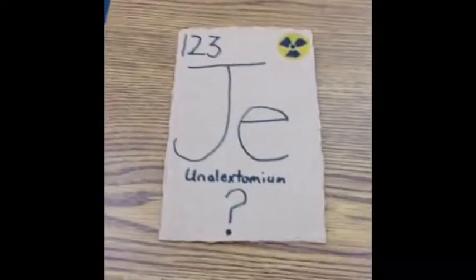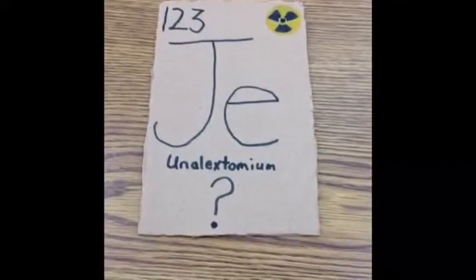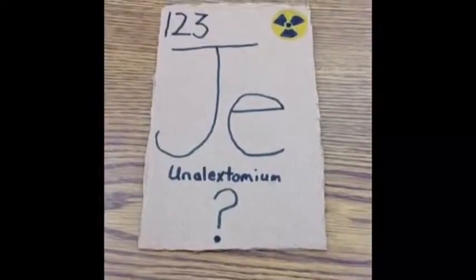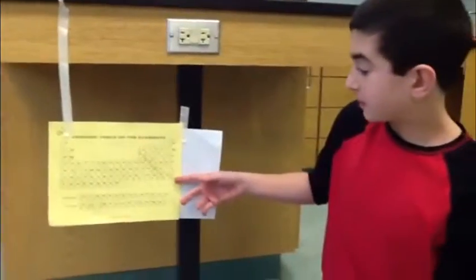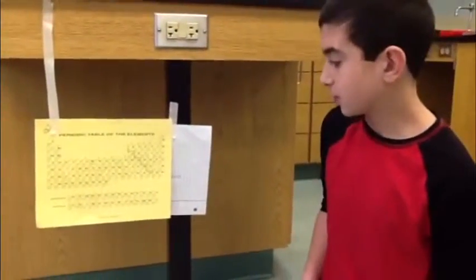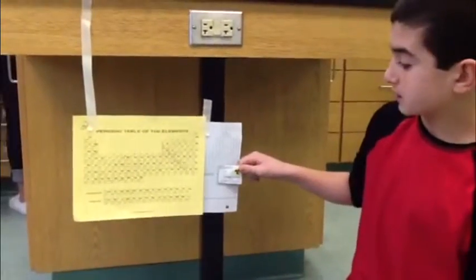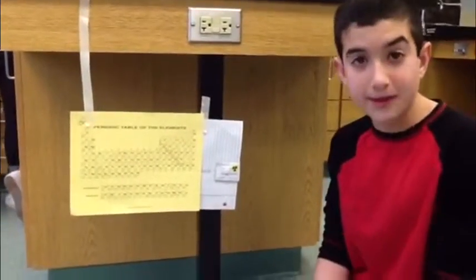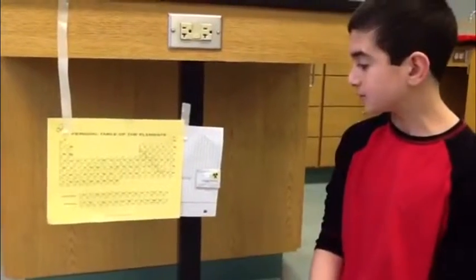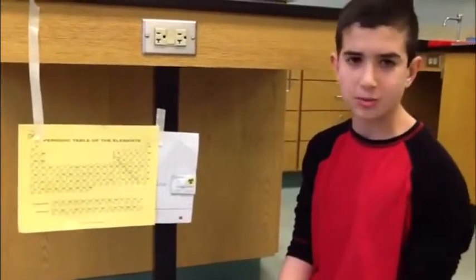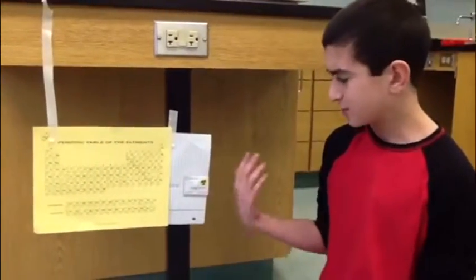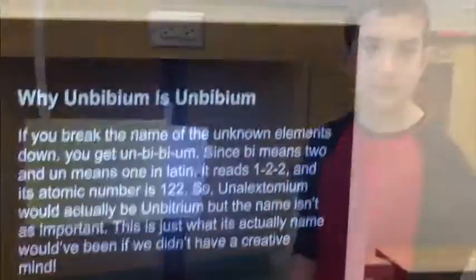There's a question mark right here where the atomic mass would be, but since the element is radioactive, we cannot calculate the atomic mass. Now this is the periodic table right now, but it would continue on to element 122, which is unbibium, and then our element, unalexithymnium, would go right there, right next to unbibium. So that would just continue on. It wouldn't go into the noble gases. We would just add it on to the periodic table.